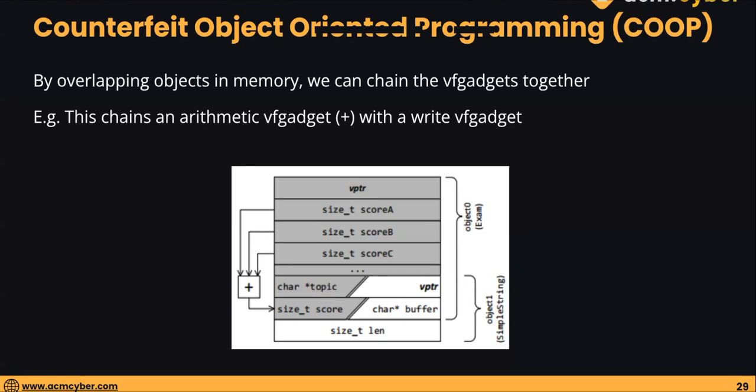If you have score A, score B, and score C, and they're all added and put into the score which is below, and this is overlapped with the buffer of the simple string object, then if we first call an addition function in exam, and then call the printing to standard out function in simple string, by chaining these together we can print the sum of score A, score B, and score C to standard out. So this is how COOP can be used to chain functionality together and perform control flow hijacking.